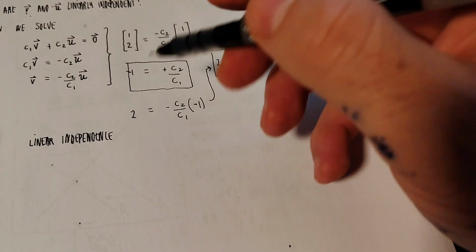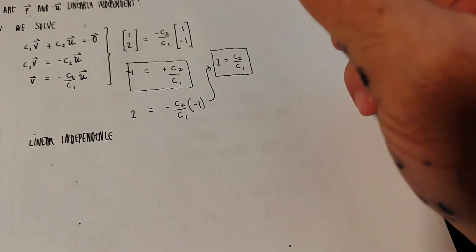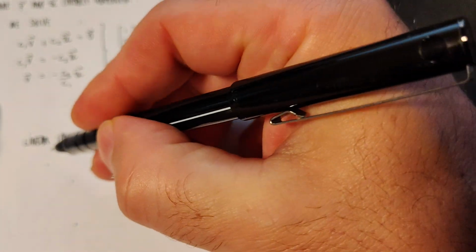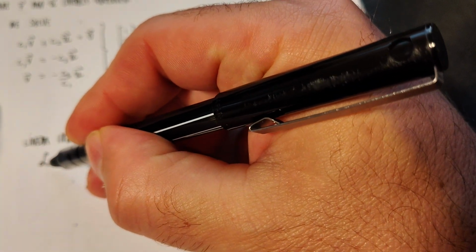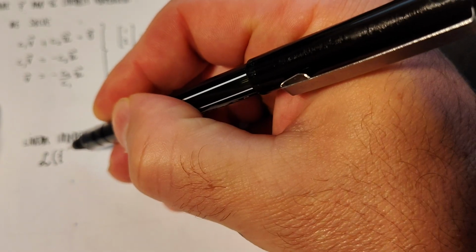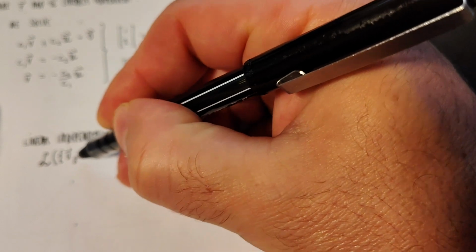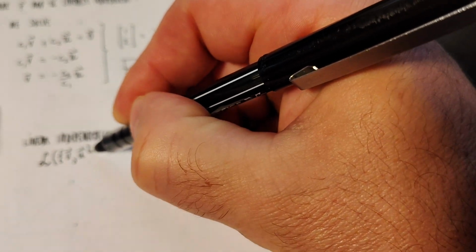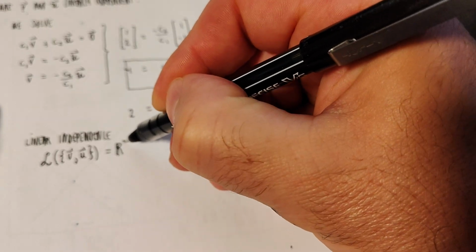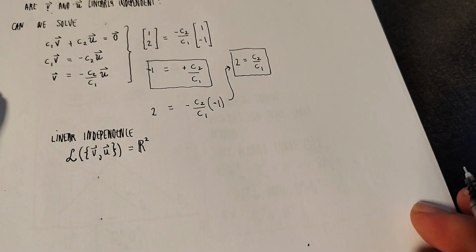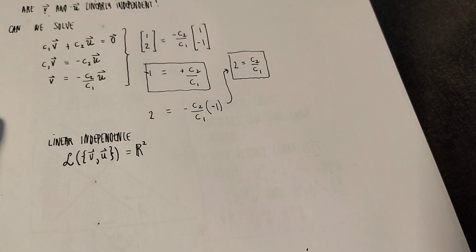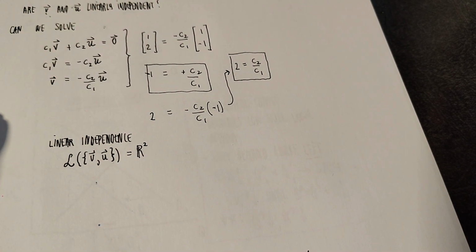And that's another way of saying V and U, they span all of R2, right? So we have the span of V and U is equal to R2. Okay. So that was something I wanted to cover.